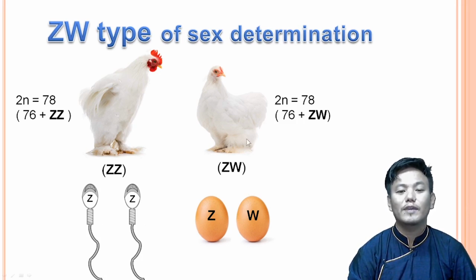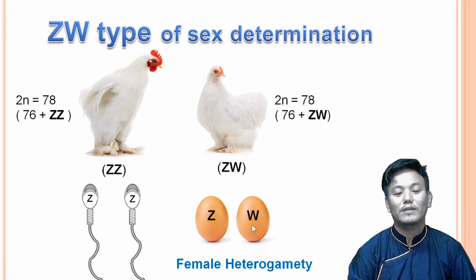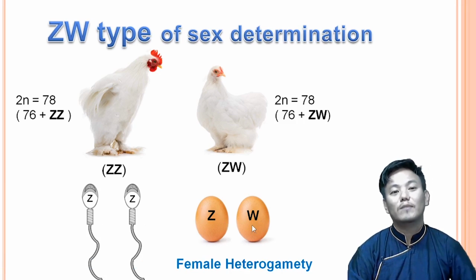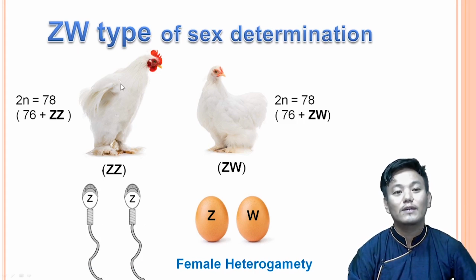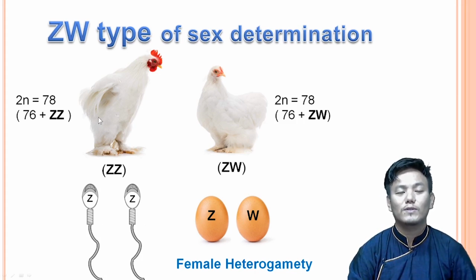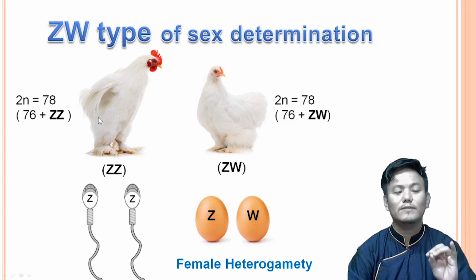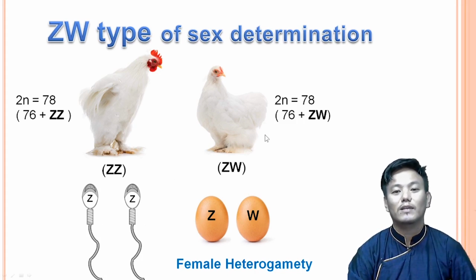Since the female is producing two types of gametes, or two types of eggs, this is called female heterogamety. Male heterogamety was found in XO type and XY type, whereas female heterogamety is found in ZW type, that is in birds. So I hope you will remember these important concepts: the types of sex determination mechanisms and male and female heterogamety.